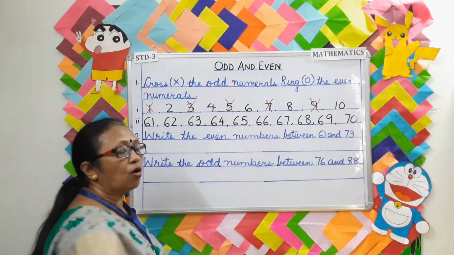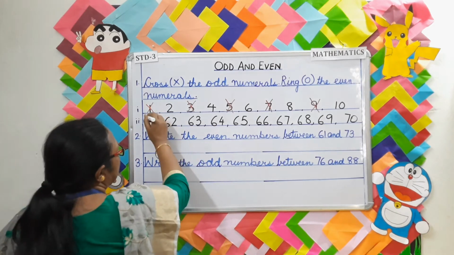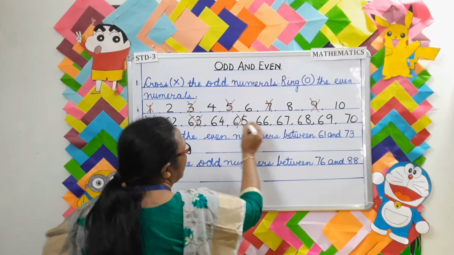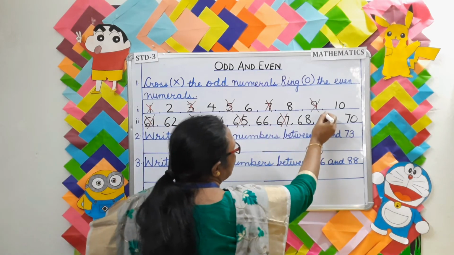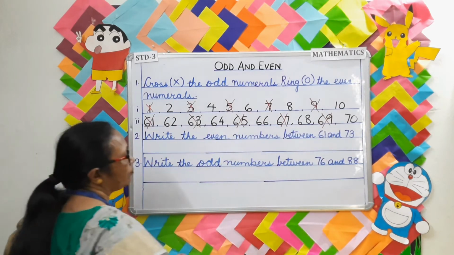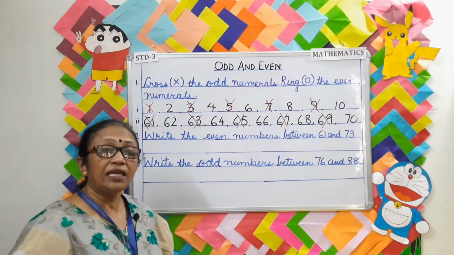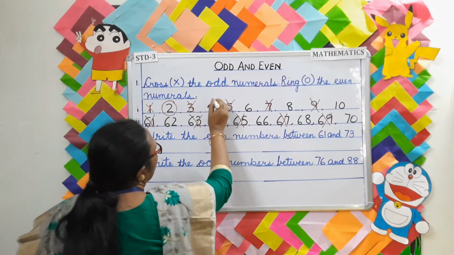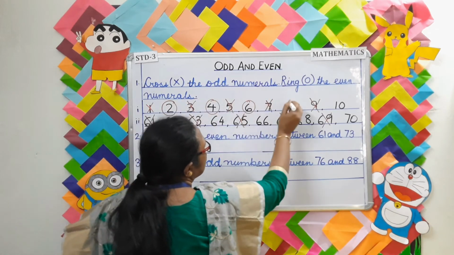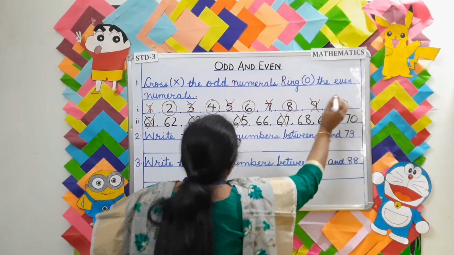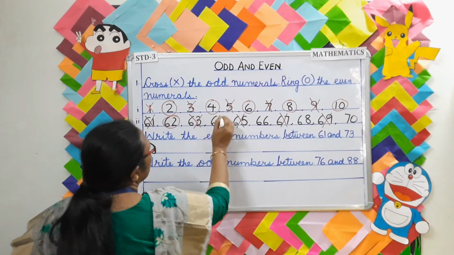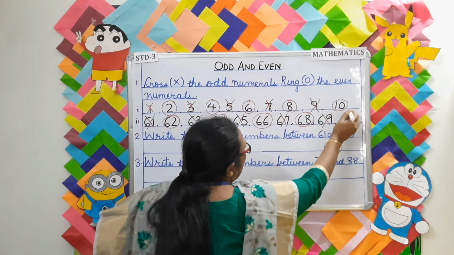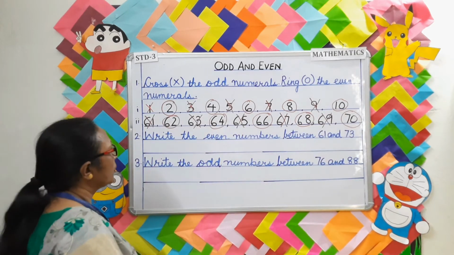Now 61, 62, 63, 64, 65, 66, 67, 68, 69, 70. Now here which are the odd numbers, children? 61, 63, 65, 67 and 69. Now we have to ring the even numbers. So let's ring them. 62, 64, 66, 68 and 70.